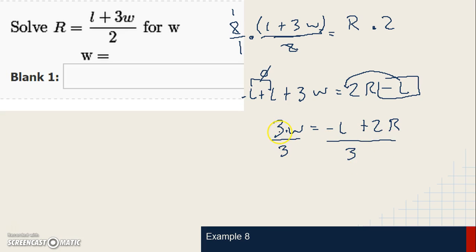Divide by 3. I can simplify my left side to W equals, and I'm going to write it right here, W equals. Since both of the terms in the numerator are being divided by the same value, I'm going to put it in parentheses, negative L plus 2R, parentheses, divided by 3.